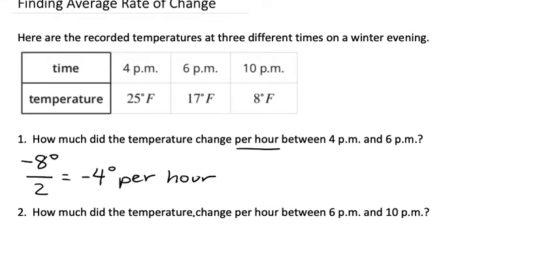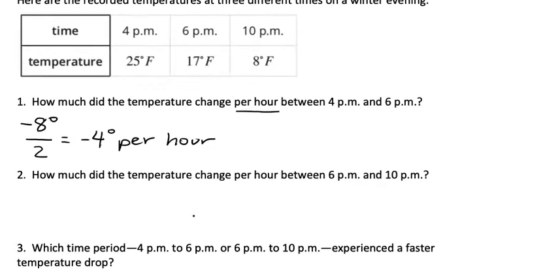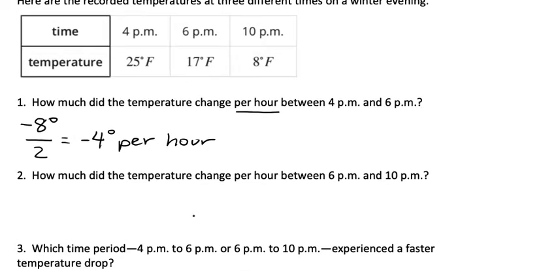The second question is how much did the temperature change per hour between 6 p.m. and 10 p.m.? So again, what I want to do is figure out how much the temperature changed altogether and divide that by the change in the number of hours. So this one I'm going to write it a little bit differently. My temperature change was the difference between 8 and 17 degrees. And my time change was the difference between 10 and 6.